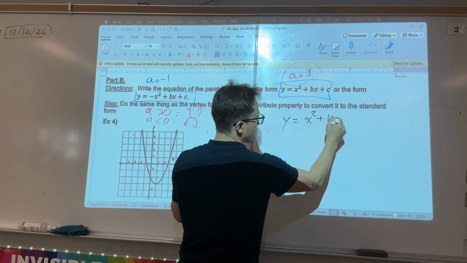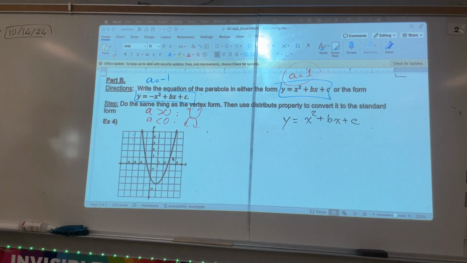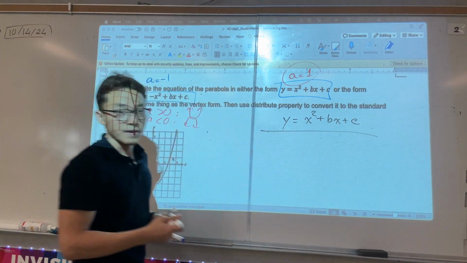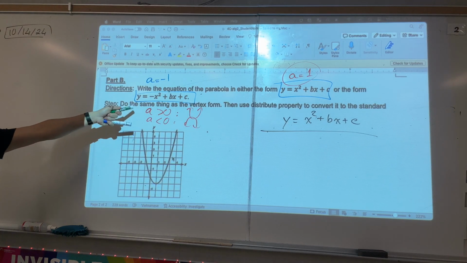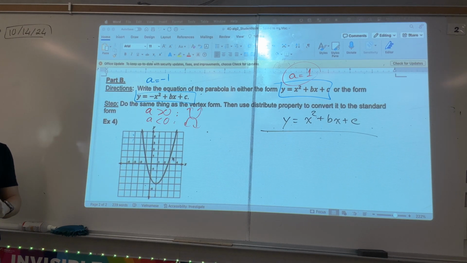You know A is 1 because they give you the form already: X squared plus bx plus c. Now, your job is to find B and C, but don't find it directly, okay? That's a very long way. Now, look at the step I wrote here. You're gonna do the same thing as the vertex form, and then we're gonna expand it, converting into standard form by using the distributive property, okay?